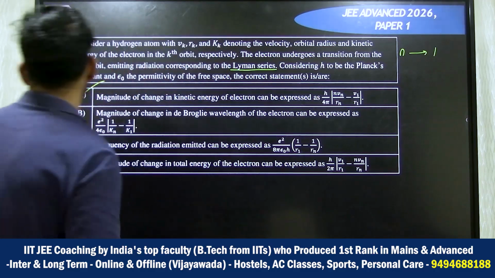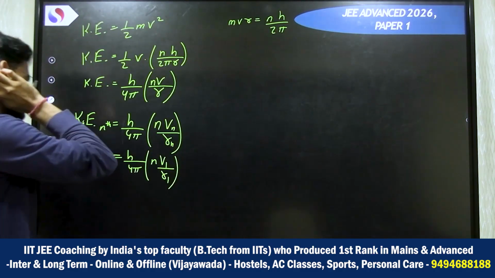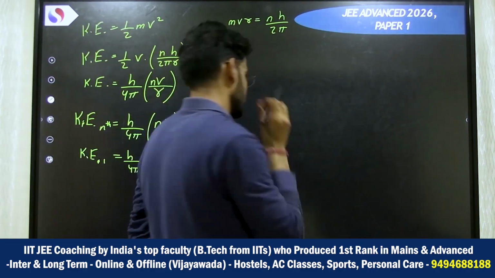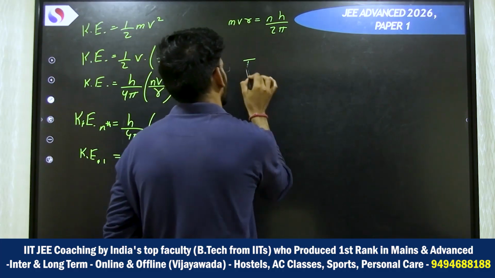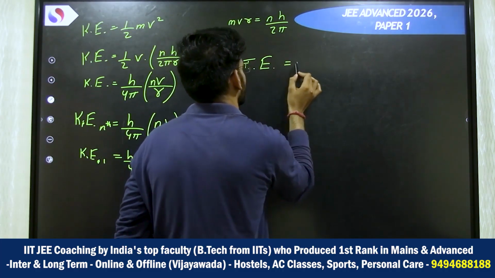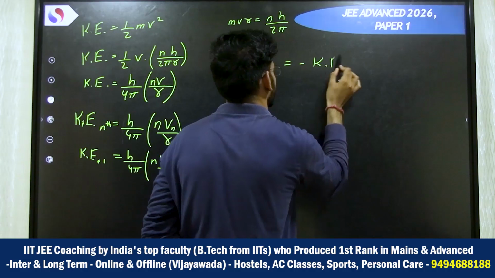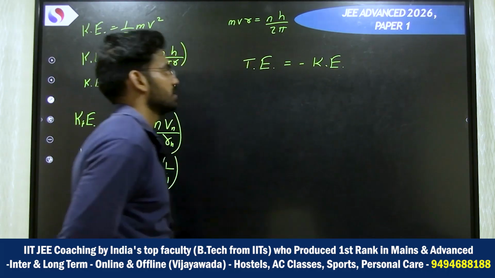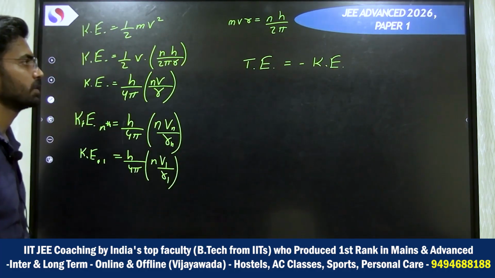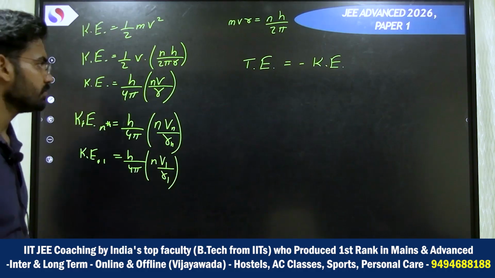Now if you know, total energy, kinetic energy and potential energy have a relation, right? So we said that the total energy is nothing but the negative of the kinetic energy. Yes or no? Correct?